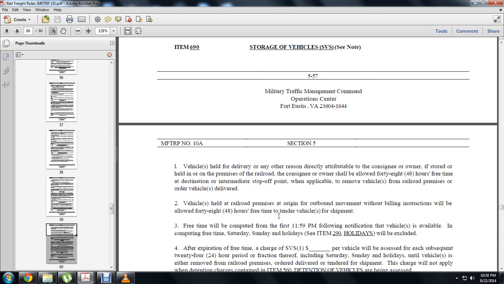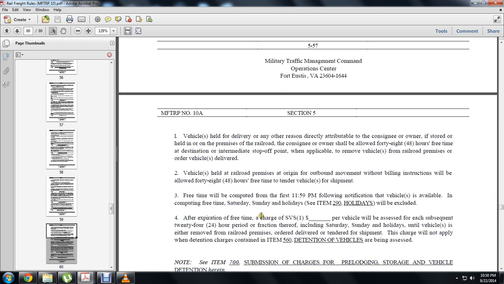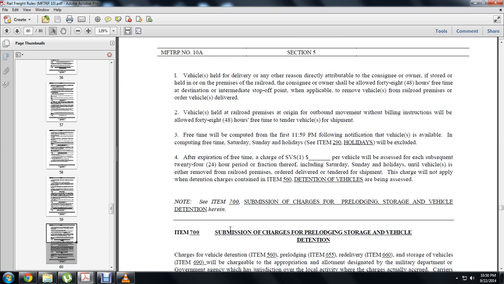In computing free time, Saturday, Sunday, and holidays, item 290, the holidays will be excluded. After the expiration of the free time, the charge of the SVS, blank dollars per vehicle, will be assessed for each subsequent 24 hours or fraction, including Saturday, Sunday, and holidays. The charges will not apply with the detention charges contained in item 560, detention of vehicles, as being assessed. See item 700, submission of the charges for the pre-lodging storage and vehicles detention.